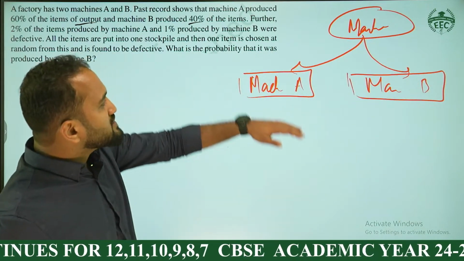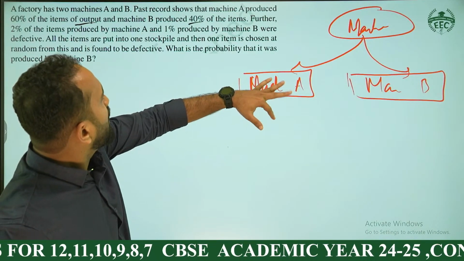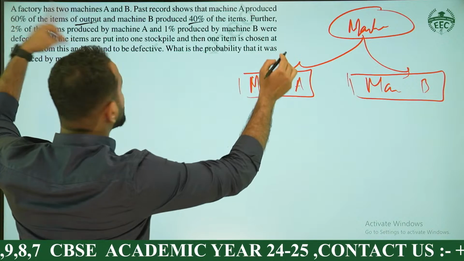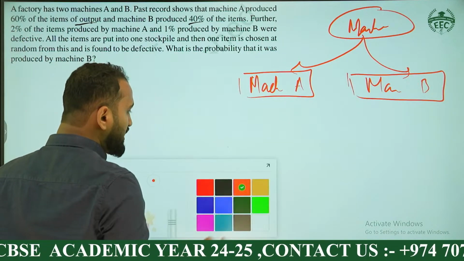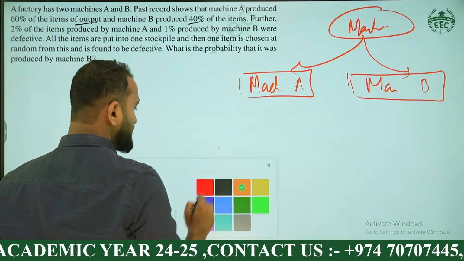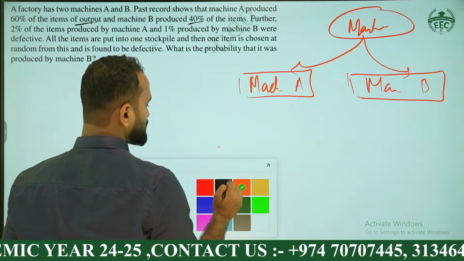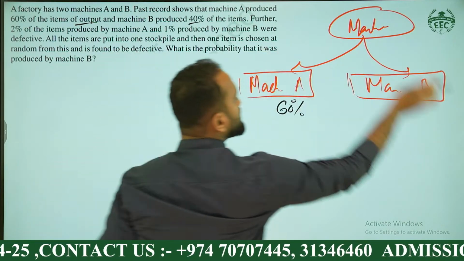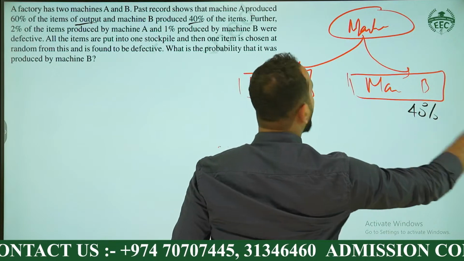Now, tell me what is the percentage of their production. See, machine A produced 16% of the entire thing. So the contribution made by machine A is equal to 16% and the remaining 14% was produced by machine B.